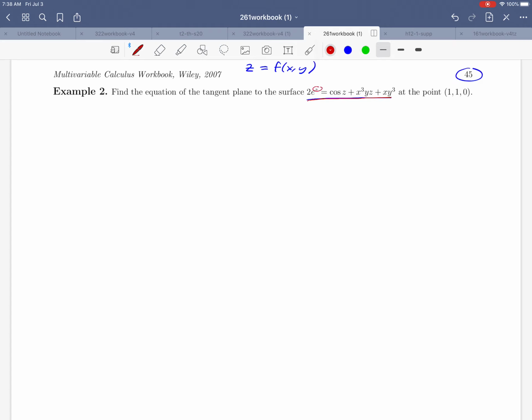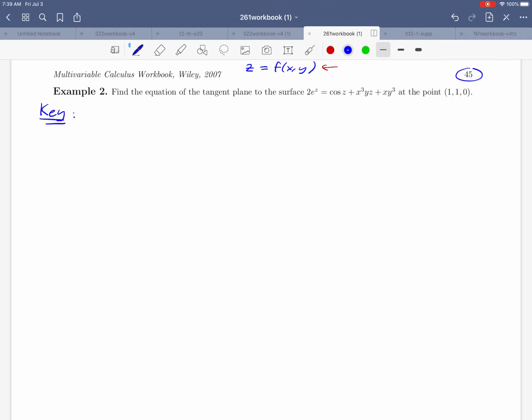Notice that the z occurs actually in several different places in our formula, and so it's probably not even possible to write this formula in the form z equals f of x y. And so to find this tangent plane, we need a genuinely new method here. Okay, and the nice thing is we can use gradients to help us with this process. All right, so how could we approach this?